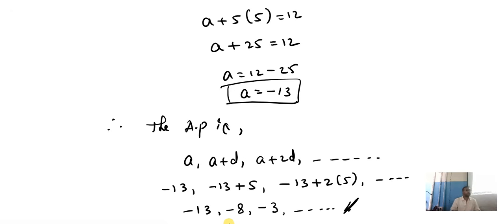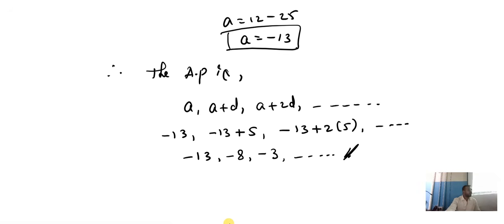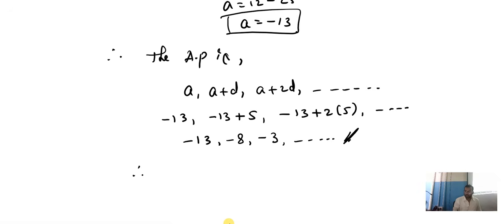So we got the AP. And along with the AP, what are they asking us to find? The 25th term. Now they are asking us to find the 25th term. Now shall we write? Therefore, A25 can be written as A plus 24D. What is A? Minus 13, plus 24 into D, which is 5.